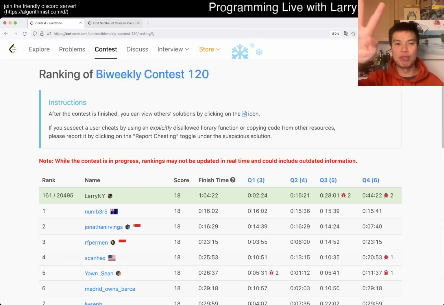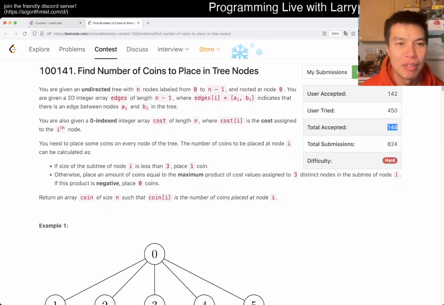This is me going with Q4 of the bi-weekly contest 120. Find number of coins to place in tree nodes.